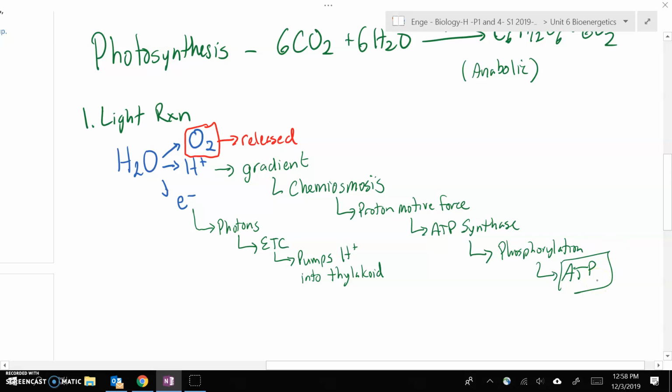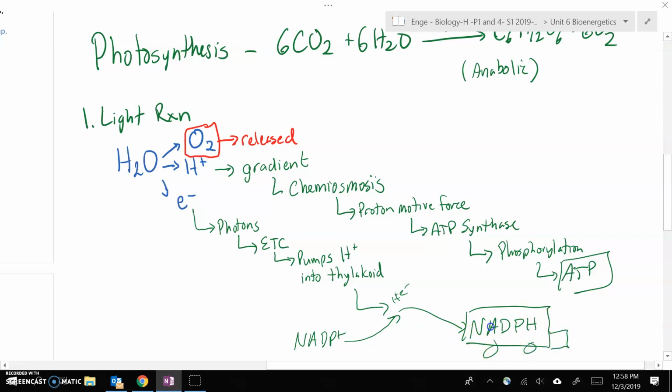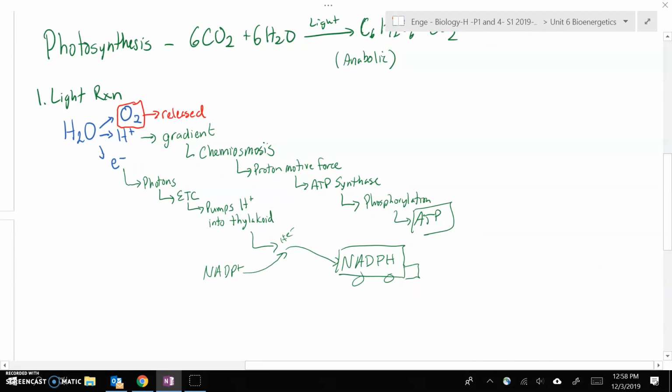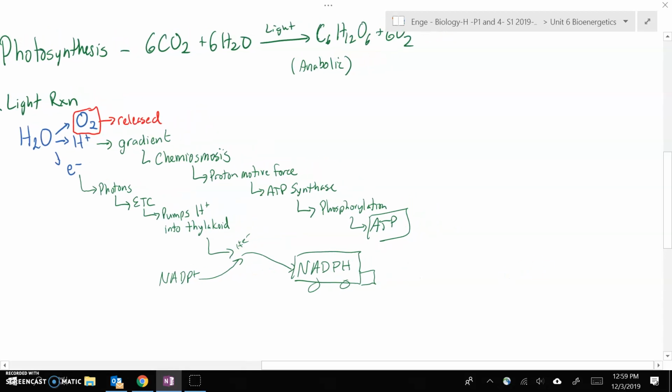Now, those hydrogens and electrons get added to what at the very end? NADP plus, which comes out as NADPH. Hydrogens and electrons get added to the bus, and they come out as NADPH. Right? So that's the light reaction. We have the gradient, which causes chemiosmosis. The electrons moving due to the light are what creates the gradient. So we've transferred that energy into ATP. Now both of these guys are going to move into step 2, which is what?